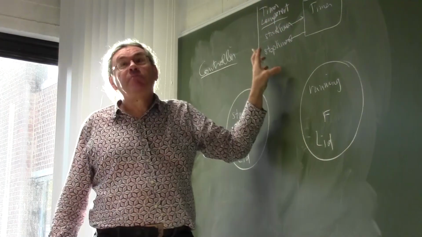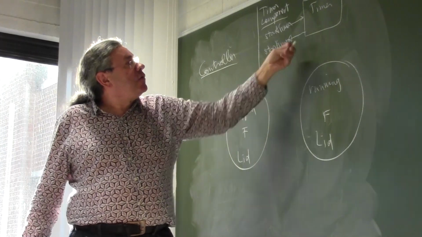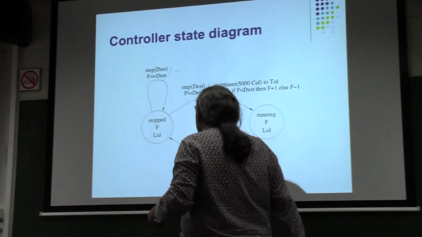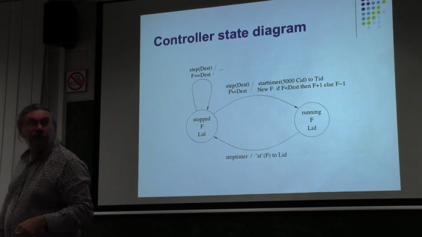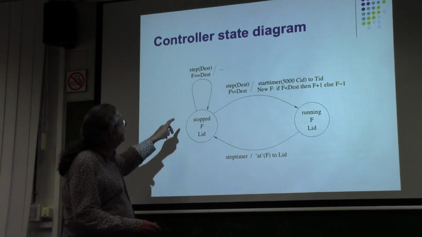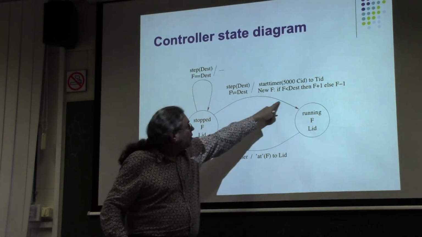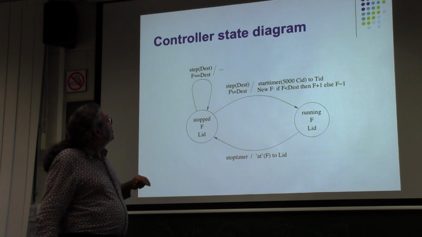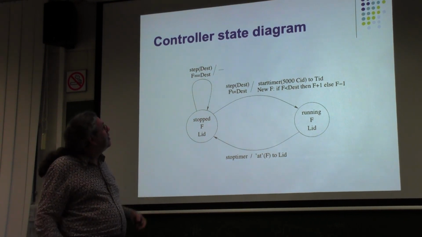Okay, so this is for my simulation. In the real system, this would be an electric motor, okay? So what happens? Now we have to design all of the state transitions, with the notation I showed you.